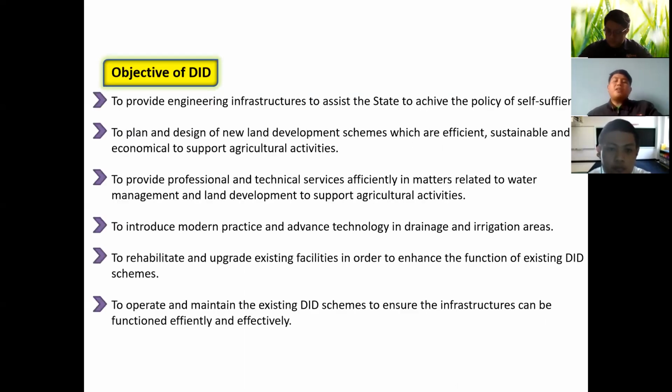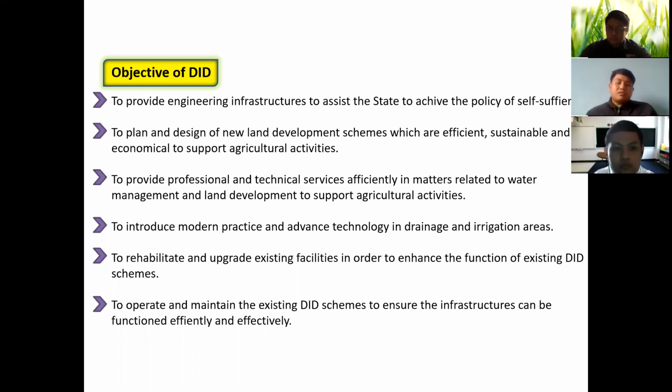The objective of the Department of Drainage and Irrigation is to provide engineering infrastructure to assist the state to achieve the policy of self-sufficiency. It is also to plan and design new land development schemes which are efficient, sustainable, and economical to support agricultural activities. DID also provides professional and technical service efficiently in matters related to water management and land development to support agricultural activities.